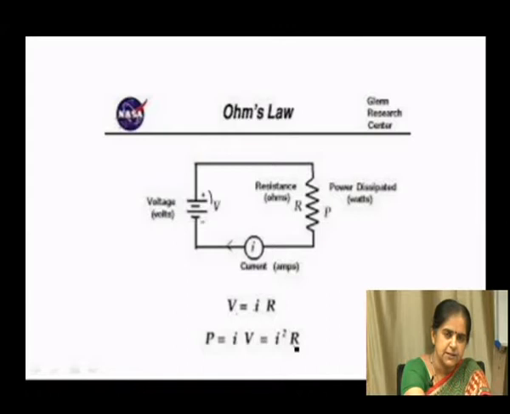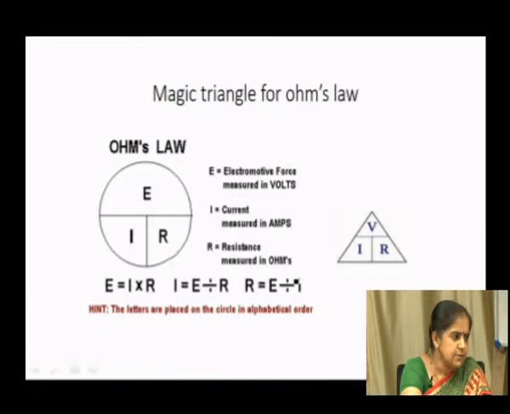This triangle is known as the magic triangle for Ohm's law. You just look into this triangle. It shows the three parameters which are linked by Ohm's law. The three parameters are the voltage, current as well as the resistance. You just look into this circle. This circle uses E instead of V. In this context, E and V have the same meaning, that is the electromotive force or the voltage applied between the ends of the conductor.